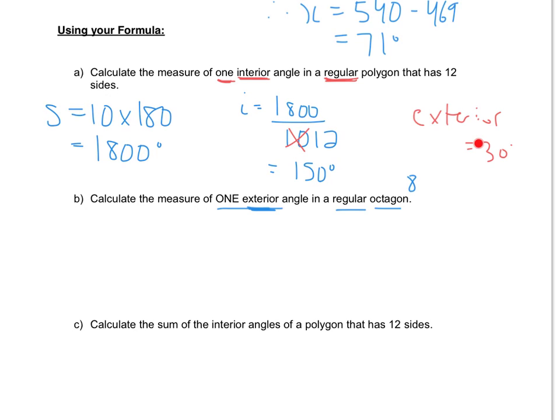But that's 1, 2, 3 steps. So I did it this way in part A because I already had the interior. Well, in part B, I'm not asked for the interior, so I don't need to do the first 2 steps. I can simply do 360 degrees divided by how many angles I have, which is 8. Because I know all exterior angles are going to be the same because it's a regular polygon, and also all of the exterior angles add to 360 degrees. And that's just a rule. So 360 divided by 8 is 45 degrees.